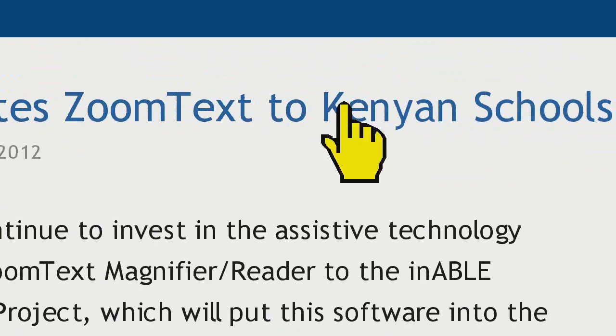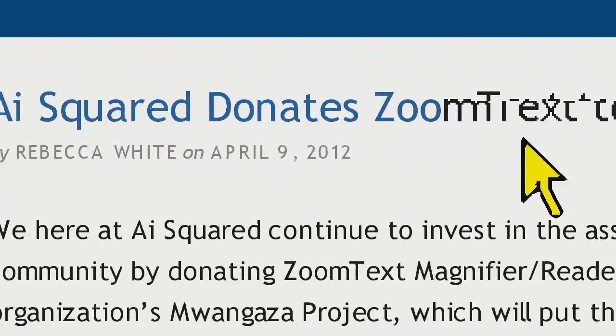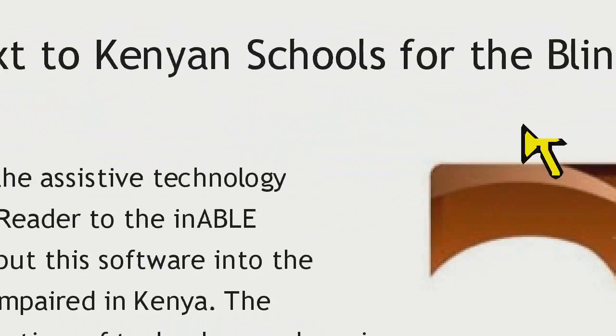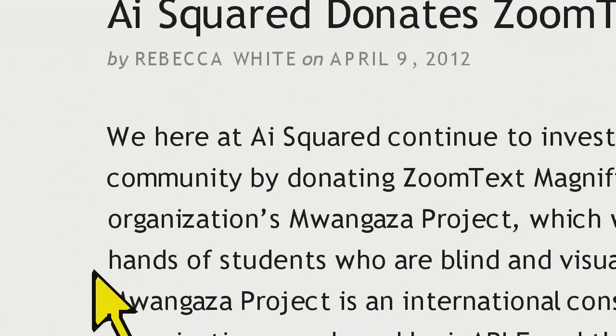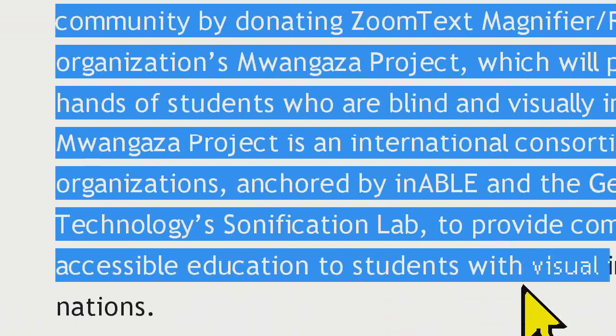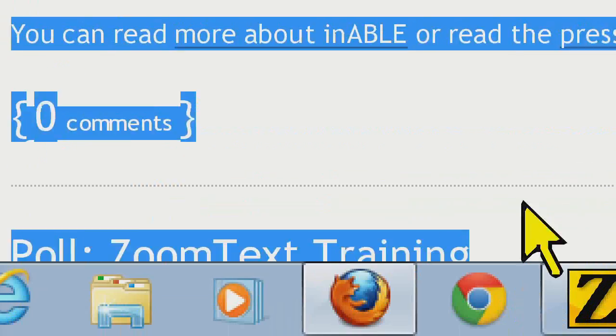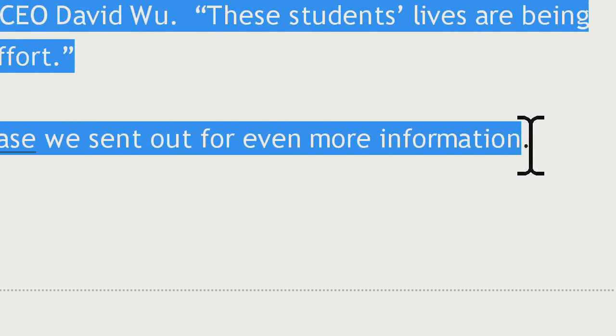So let's say I want to read this article that we just posted the other day about our donation to the Kenyan School for the Blind. First thing I'd want to do is hold down my left mouse button and select the text that I want to have read. Okay, so I'm going to go ahead and select all the text here.